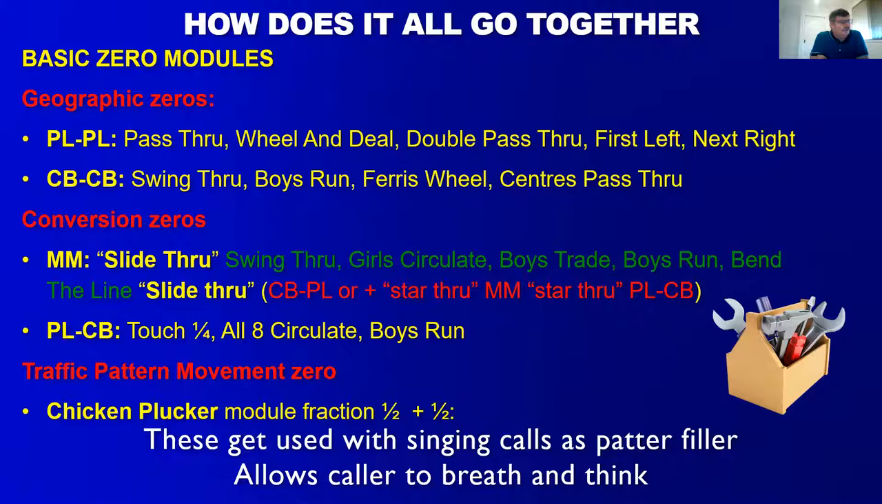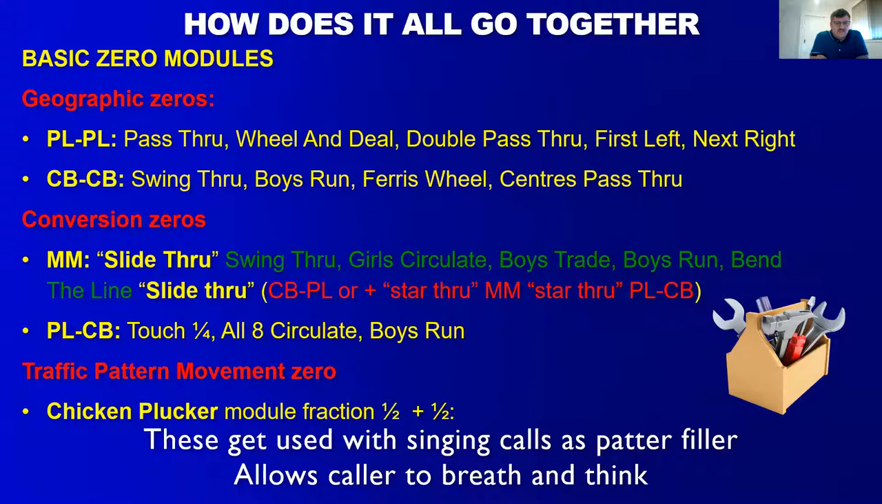If I put a star through and a right on the front and then right, it changes from a partner line to a corner line, and so on and so on. But the module itself, swing through, girls circulate, boys trade, boys run, bend the line, never changes. One movement on the front and back can convert you to all sorts of different things. That's why it's called the magic module. It's an excellent one to have. It's the ultimate conversion module.